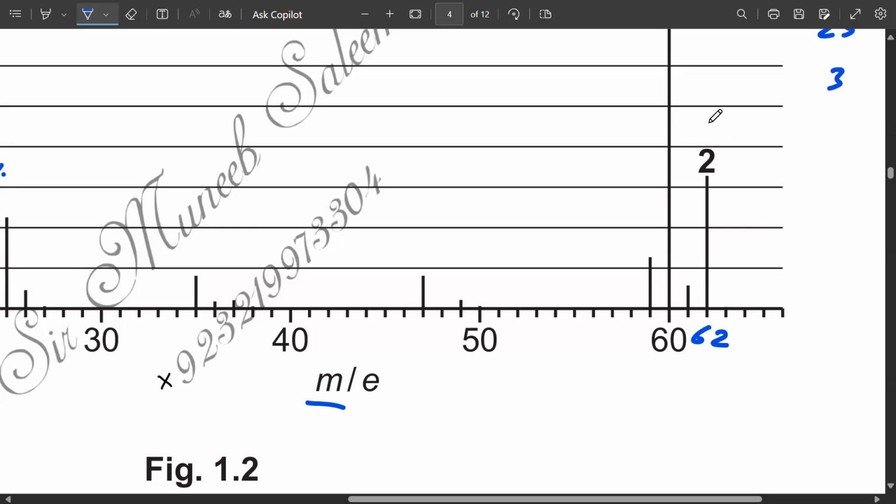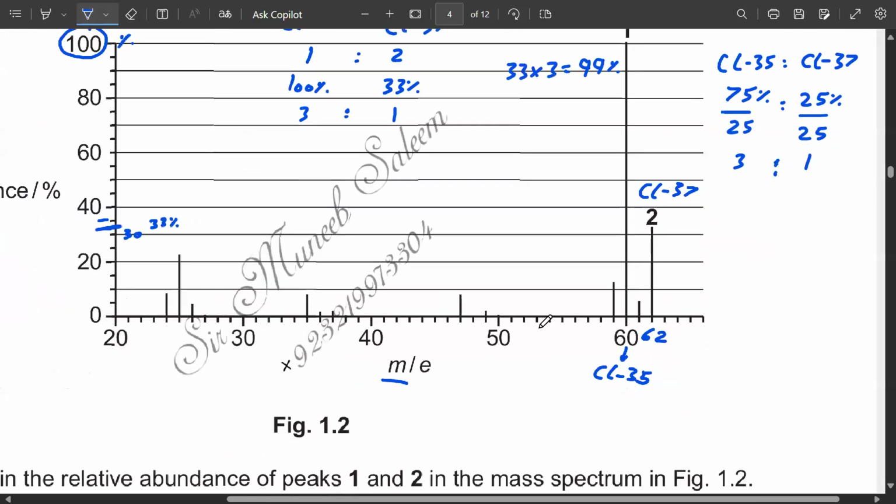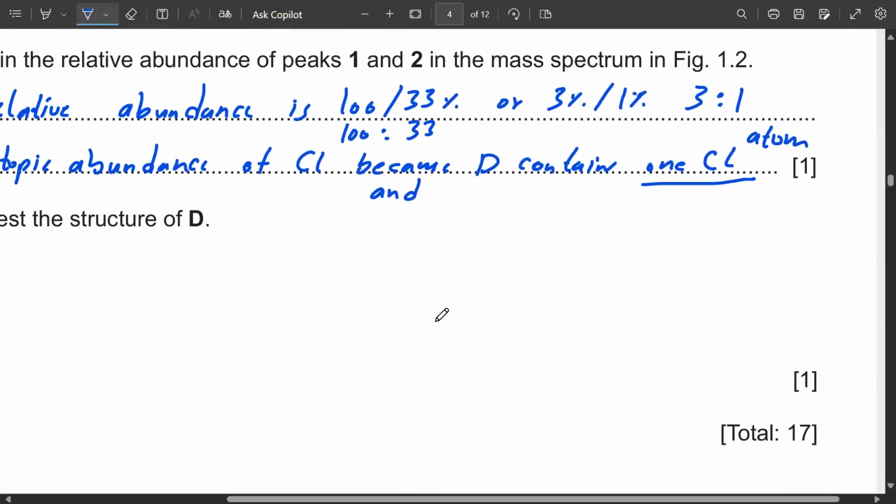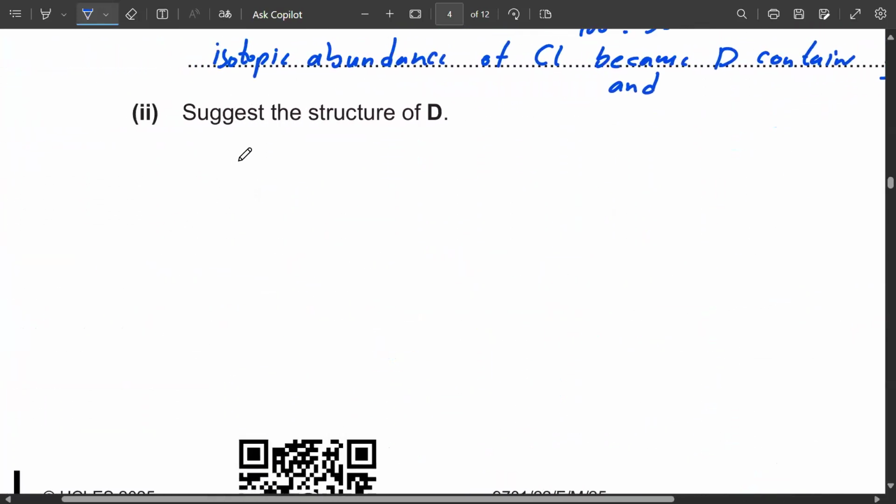But you should remember that 62 is when chlorine is 37. And when it is chlorine 35, then it would be 60. For chlorine 35, the mass will be 60 because its value is 2 units less. All right. Now we have to do some calculations to find the structure of D. We said that it has carbon, hydrogen, and chlorine. These three elements are there, but the value should give you 60.